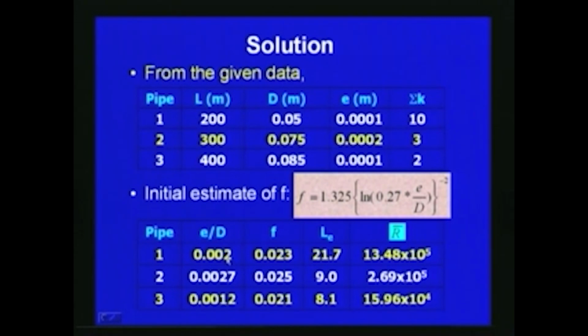So, E by D is 0.002 for pipe 1, 0.0027 for pipe 2, 0.0012 for pipe 3, and then we calculate F as 0.023, 0.025, 0.021, and the equivalent length is 21.7, 9, 8.1, and we find R bar as 13.48 into 10 to the power 5, 2.69 into 10 to the power 5, and 15.96 into 10 to the power 4.